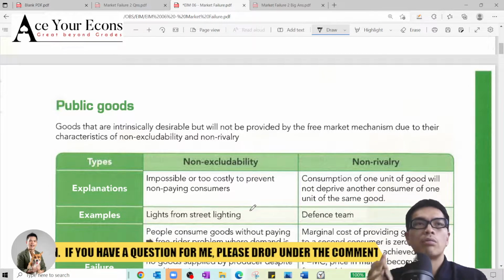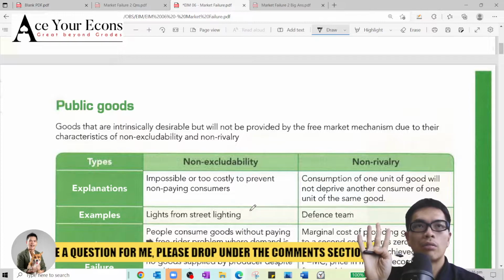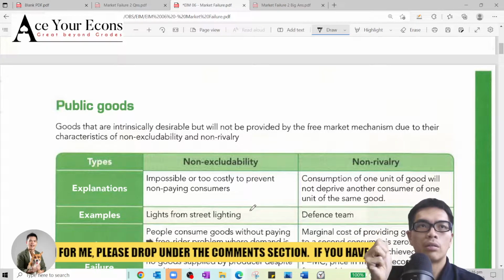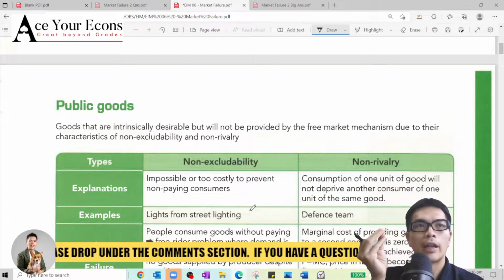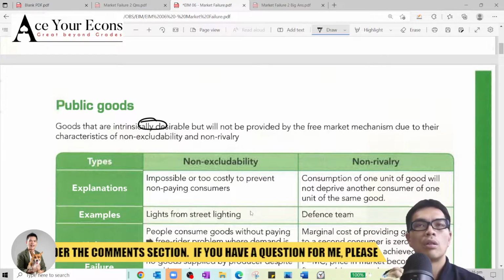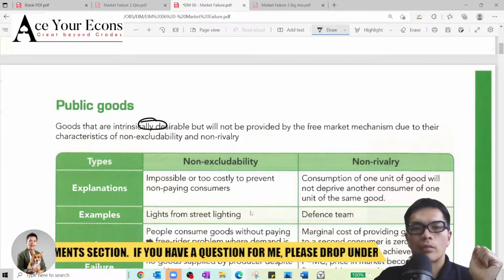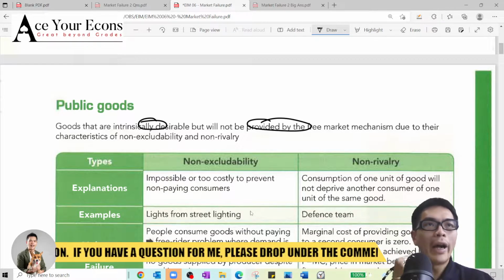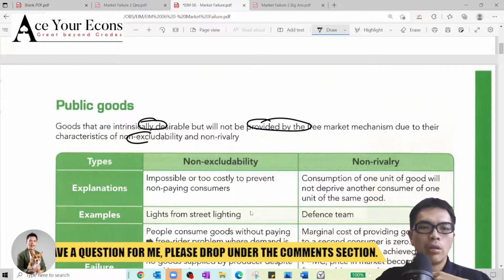Okay, so now let's look out for the definition, everyone. The definition has 4 key ingredients. Which are the 4 key ingredients we need to look out for? Careful. Number 1, the good has to be intrinsically valuable. It means that the good is going to help the society. And if you leave it to the free market, there will be zero provision. So not provided by the free market. And why is that so? Because of the 2 characteristics of non-excludable and non-rivalrous.